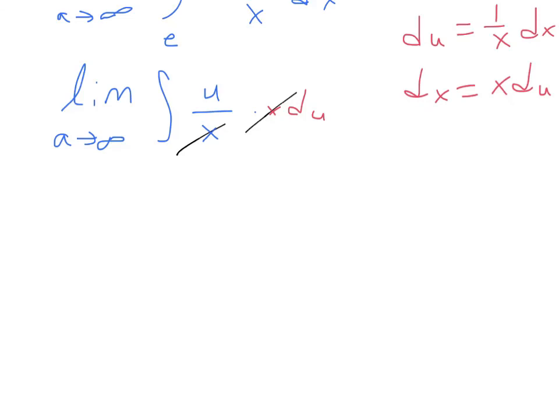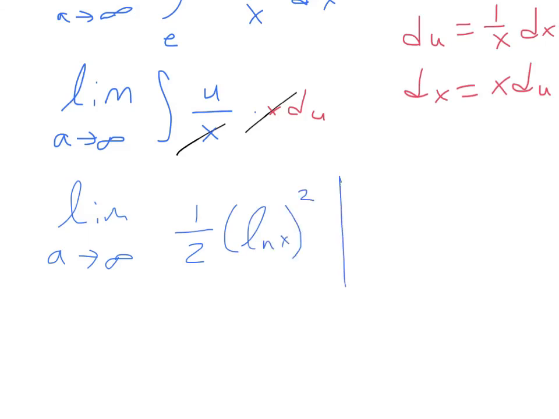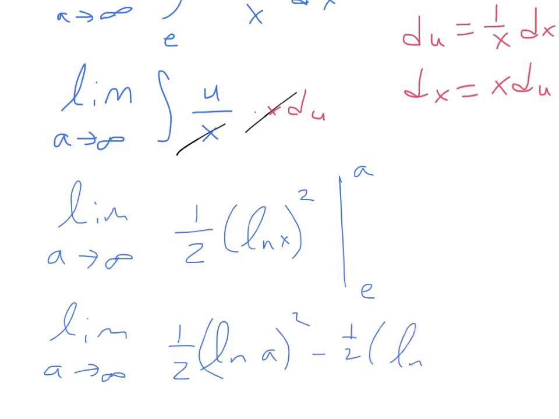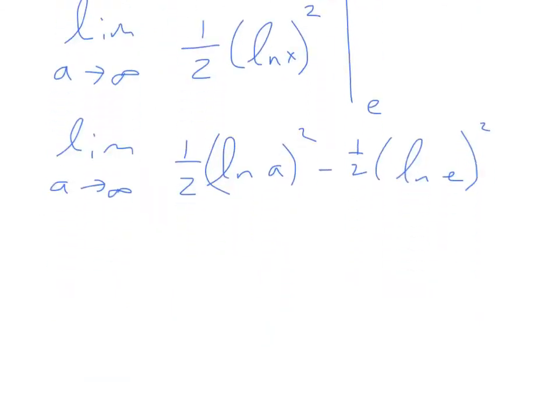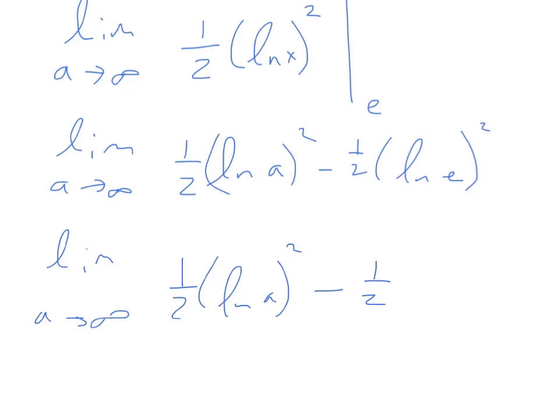And my simplified integral becomes the limit as a approaches infinity of this integral up here, which is just going to be u du, so that's going to be 1/2 u squared. So I'm going to go 1/2 (ln x) squared. And now that it's back in terms of x, I can put my old bounds back on it, e and a. So now we have the limit as a approaches infinity of 1/2 (ln a) squared minus 1/2 (ln e) squared. So I have the limit as a approaches infinity of 1/2 (ln a) squared minus 1/2, because the natural log of e is 1. So now we've just got to think about this limit.